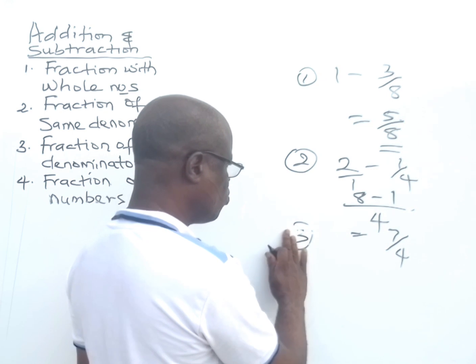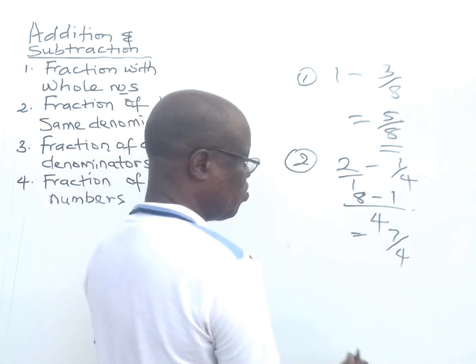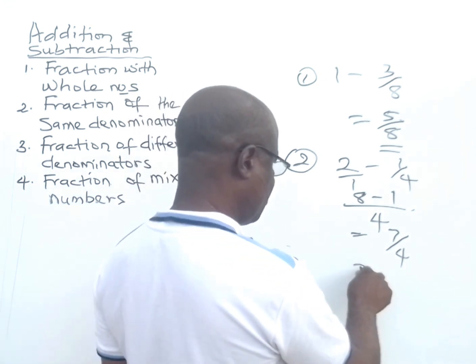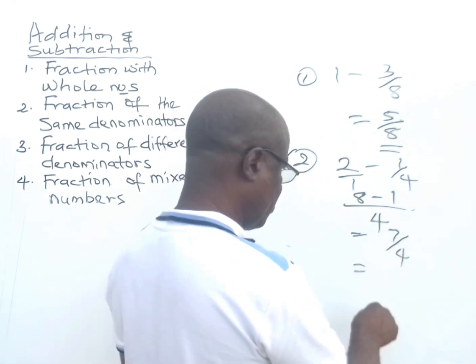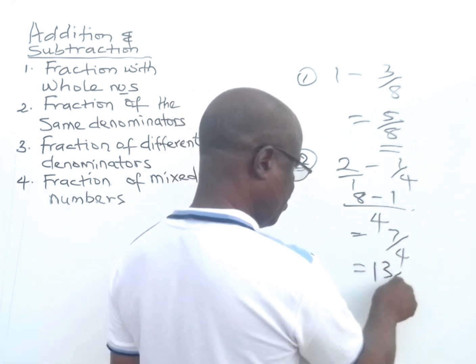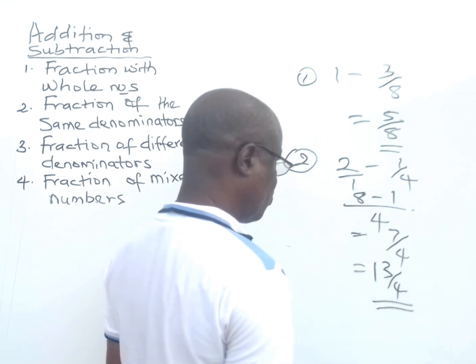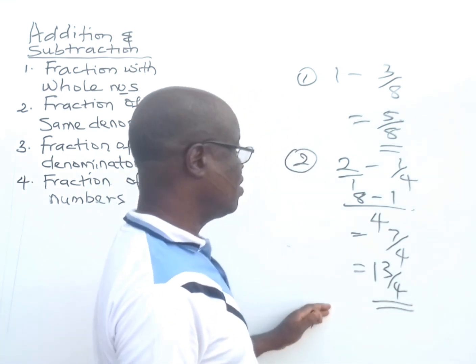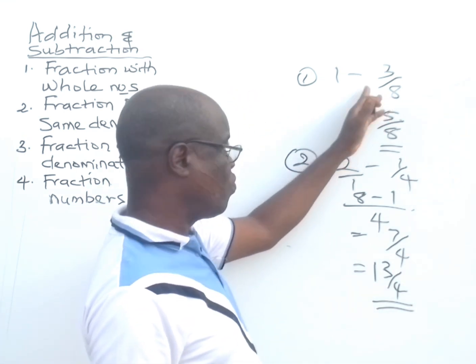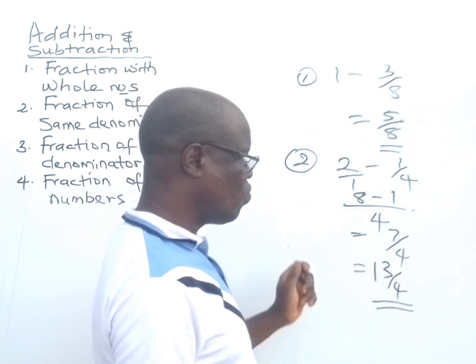So if you want to take it to mixed fraction, because this is an improper fraction, you can now say it's the same thing as how many times 4 goes in 7? 1. You mean that 3 all over 4. So that is how to go about removing fraction from whole number.